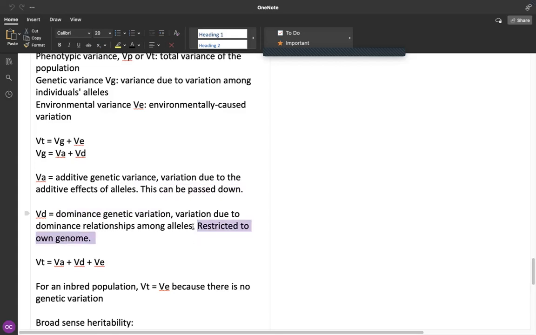This is restricted to your own genome, because everybody can have a different genotype, and you're always going to get different combinations of whether or not there is even a dominant allele to win out over the recessive allele, for example. But additive effects of alleles, this sort of variation can be passed down.